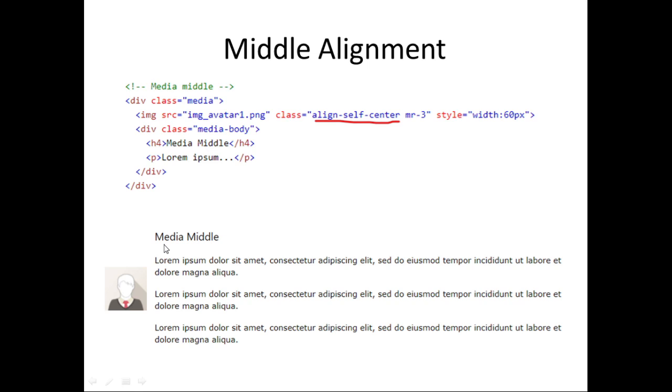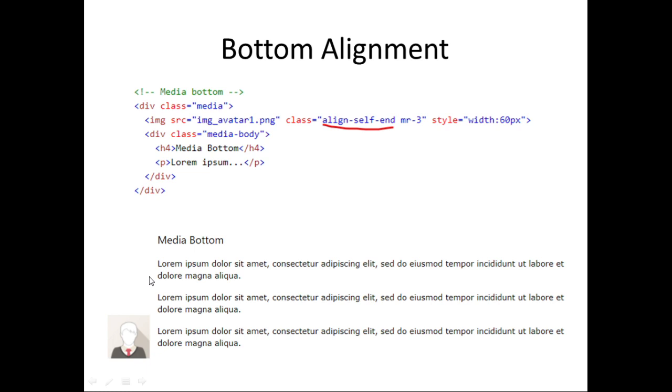What if we want to place the image at the middle? You notice here that if this is our media object, the image now is at the middle. So what are we going to do? The same, we have the media container, and then we have the media body, and before the media body, we have here the image. We use align-self-center. So it is now placed at the center of the media object.